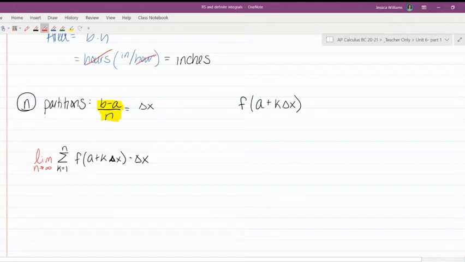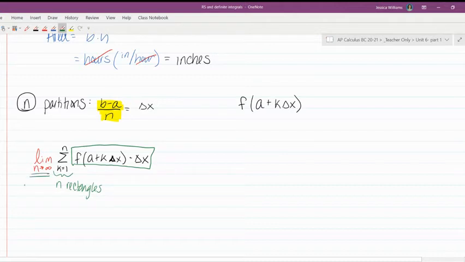Are you panicked? Don't panic. You're not actually taking a limit. Don't panic. It's just notation. So again, I just want to lay all the pieces out for you. This is the area of a rectangle. This lets you add up n rectangles.